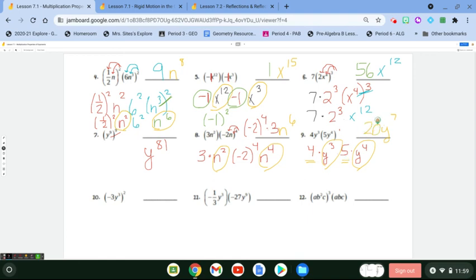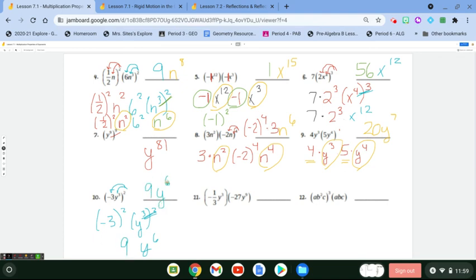and then 4 times 5 would get you 20. Okay, for question number 10, we're going to distribute the 2 to both the negative 3 and the y to the third. You have your 2 in a row, so that means you're going to multiply those together, and negative 3 times negative 3 is going to give you positive 9.